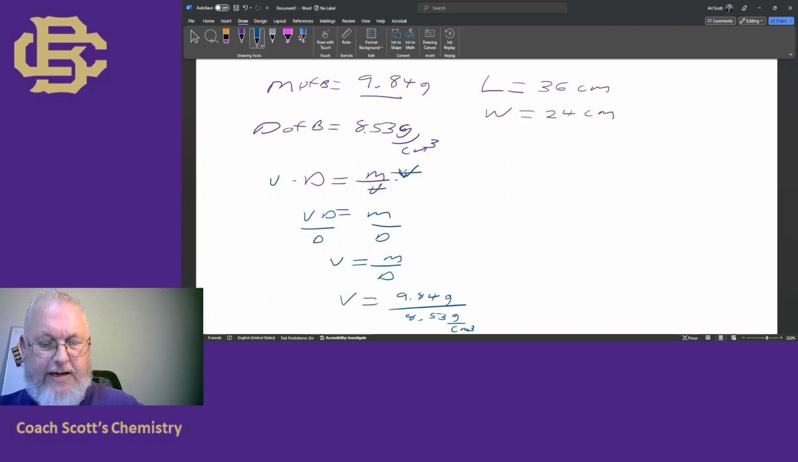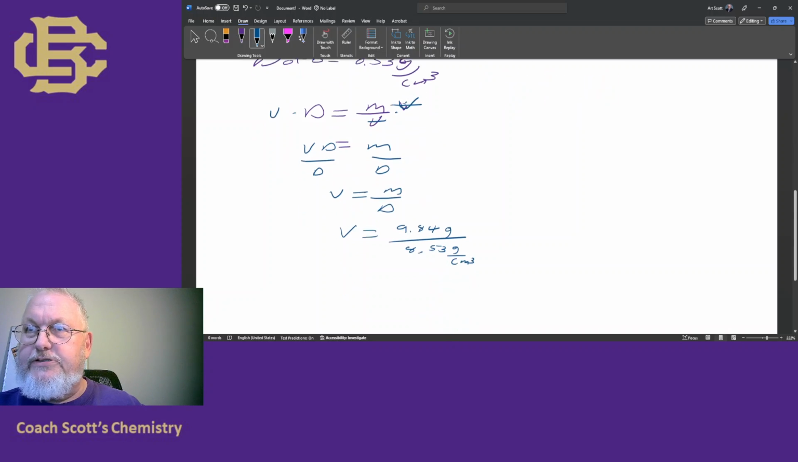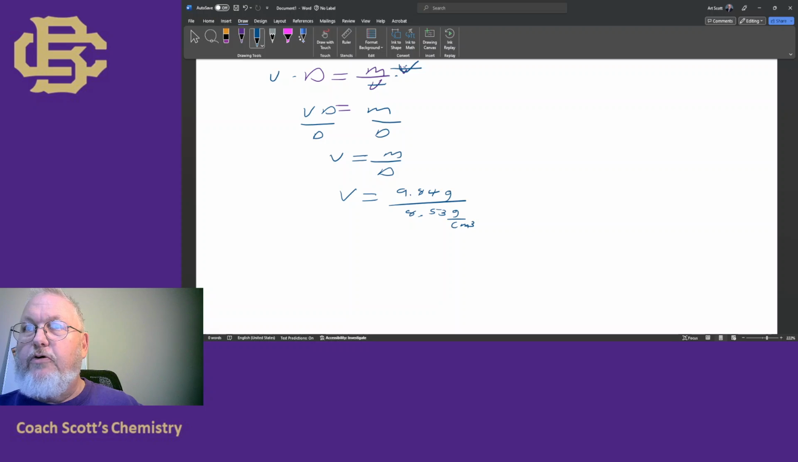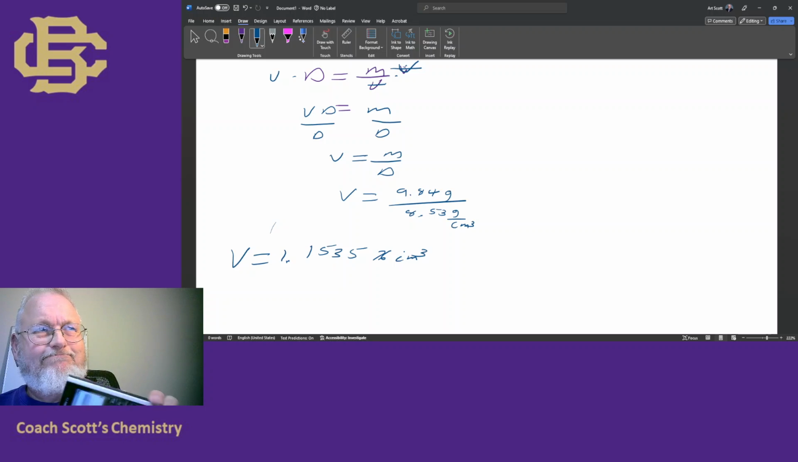So let's do the math. 9.84 grams divided by 8.53 grams per cubic centimeter. And I get a big number. I'm going to write down exactly what I got. So V equals 1.1535756 cubic centimeters. Well, that's what my calculator said.